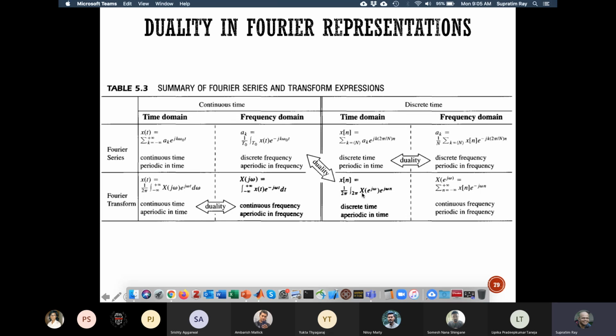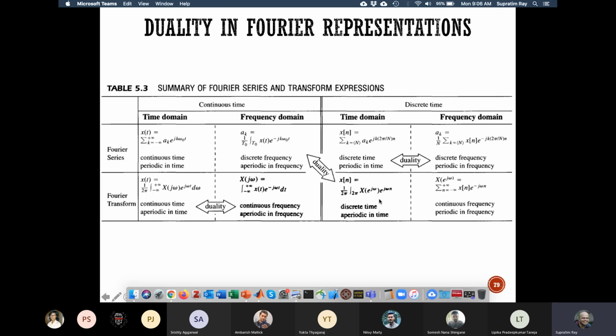minus j omega t. So in the discrete time, we have got discrete Fourier series, just likewise discrete time and periodic, discrete and periodic in time. And in the frequency domain, again we get a discrete representation, but you only need N terms. You don't need an infinite number of terms like in the Fourier series. You need only N terms because after that they start repeating.